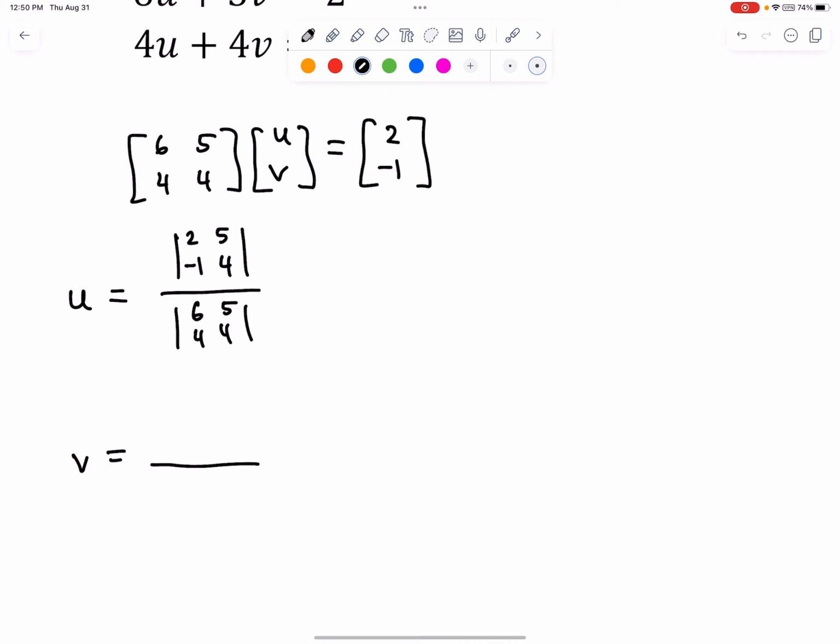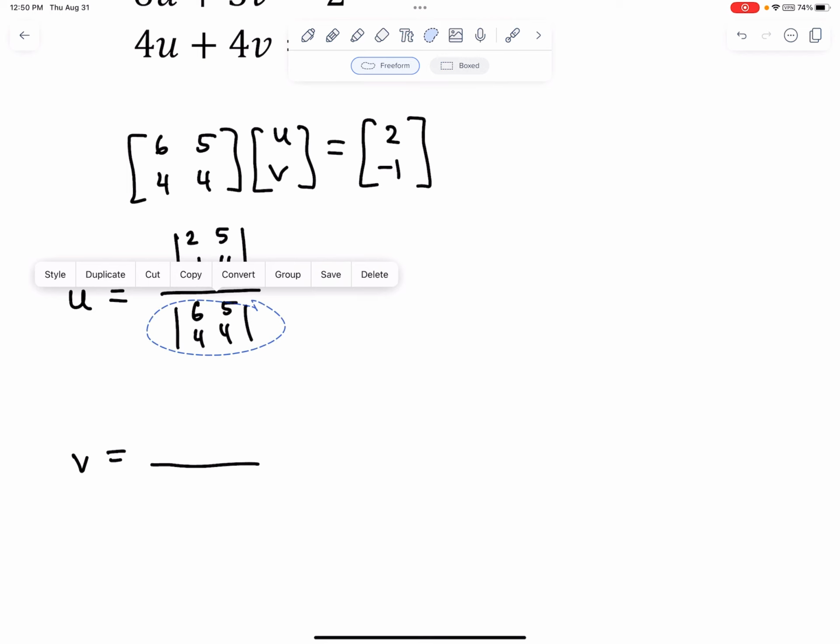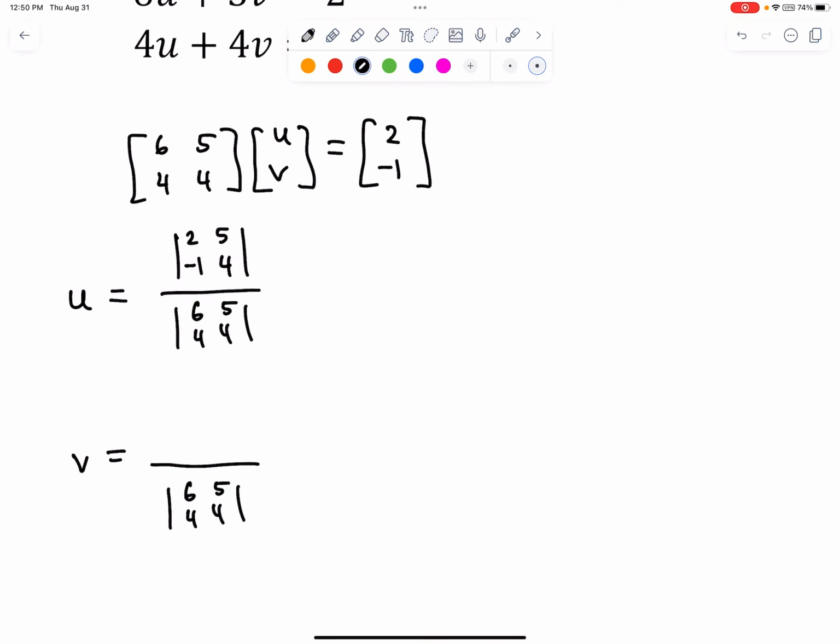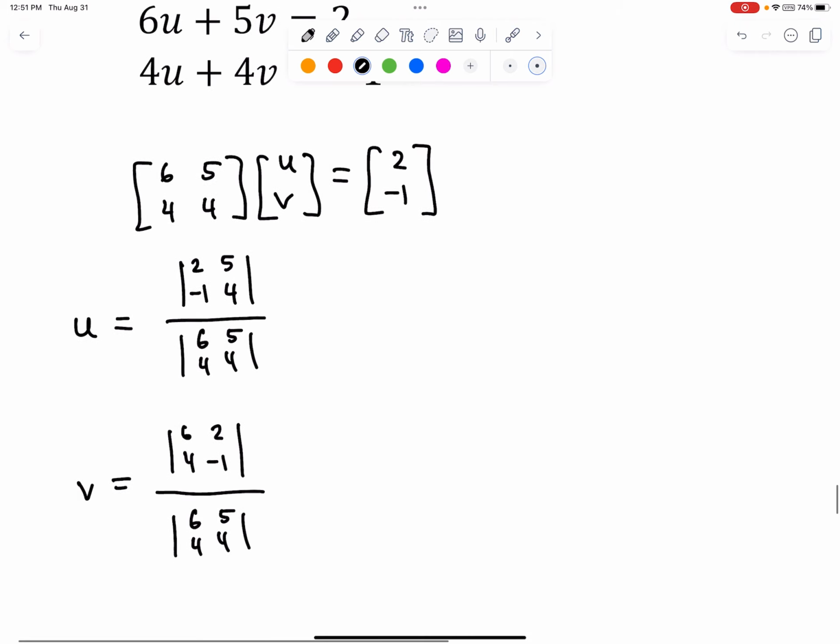We're going to do a fraction of determinants. The denominator determinant will still be the same, which is just the determinant of the coefficient matrix. And for the numerator determinant, we're going to take this 2, -1 and replace the V column of the coefficient matrix with them. So the U column will stay the same, it'll be 6, 4, but the V column will become 2, -1. And this is one way that we can get the solution to the system.